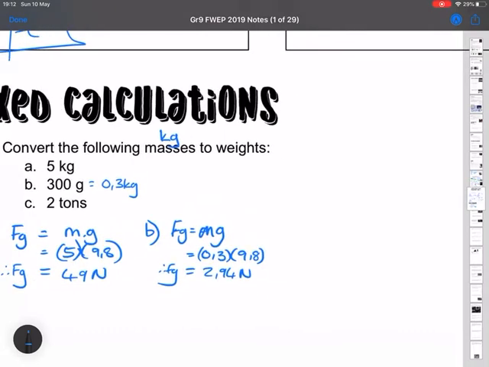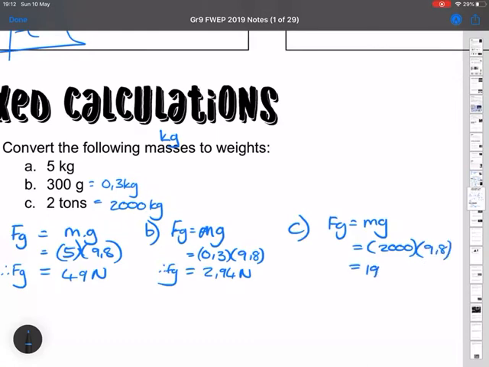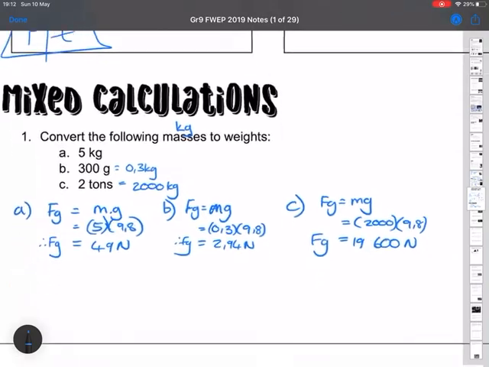And the last one, 2 tons. In the last video I would have told you about that. So 1 ton is 1,000 kilograms, so 2 tons is 2,000 kilograms. You have to write your formula out every time. So mass 2,000, gravity on Earth 9.8, 2,000 times 9.8 will give us 19,600 newtons. So we've calculated those 3 weights.